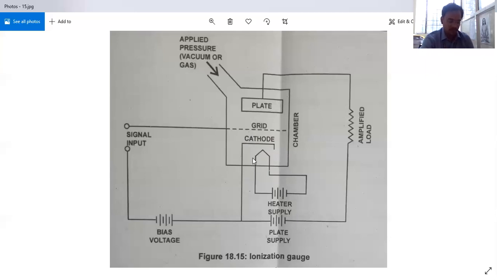So these are the limitations, and one more limitation: it is not an active type; it is a passive type. So much electrical energy is required. Electrical supply is required to find out the pressure that is produced here. So this is how the ionization gauge will work.